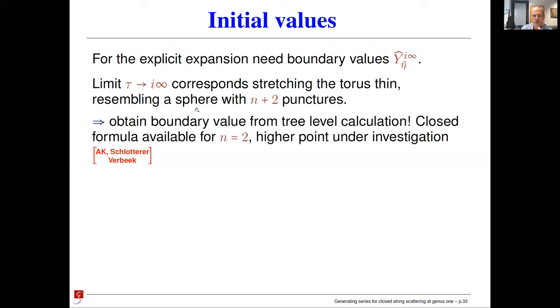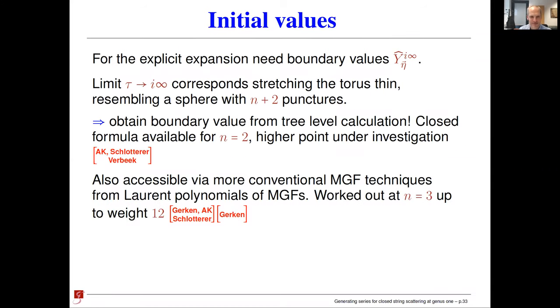But spheres, we know, are related to tree-level calculations. So what you can hope to do is to compute these boundary values, not by doing a one-loop calculation, but doing a tree-level or sphere calculation, but you increase the number of points in the correlator or punctures. This is intuitive geometrically, and it has been done for n equal to 2. And I should say that higher point things are under investigation as we speak. This is one way of getting these boundary values.